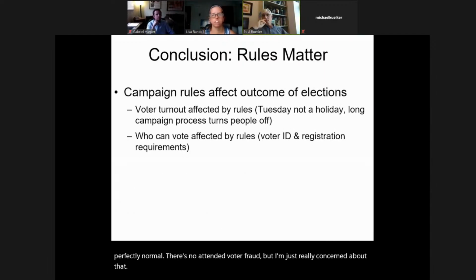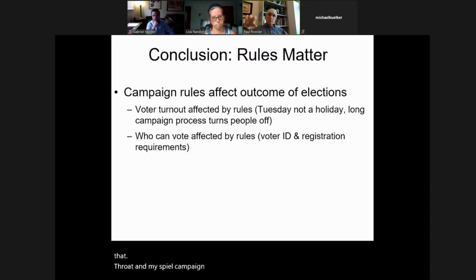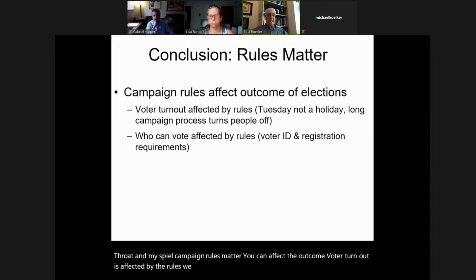So to end my spiel, campaign rules matter. You can affect the outcome. Voter turnout is affected by the rules. Elections are on a Tuesday, not a holiday. A long campaign process turns people off. Who can vote? The rules affect whether we have photo ID and registration requirements.